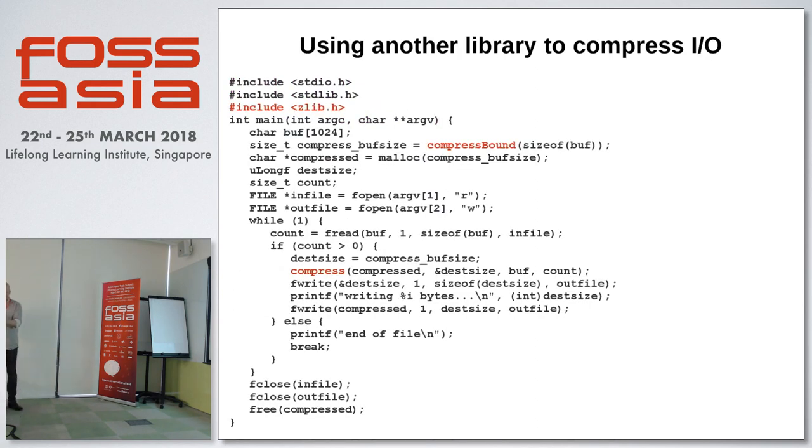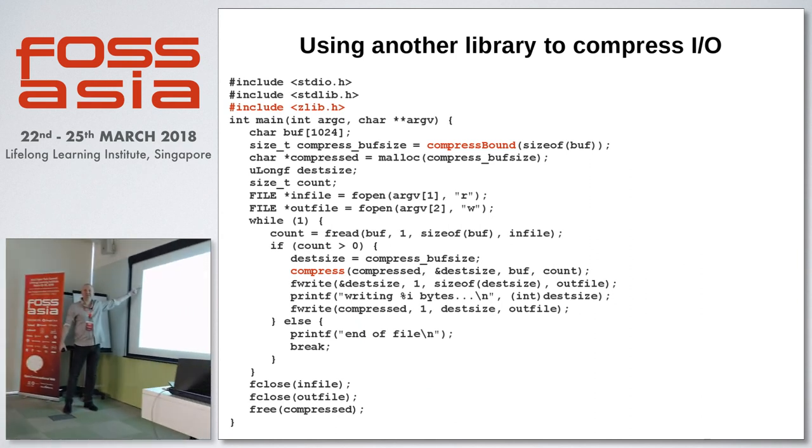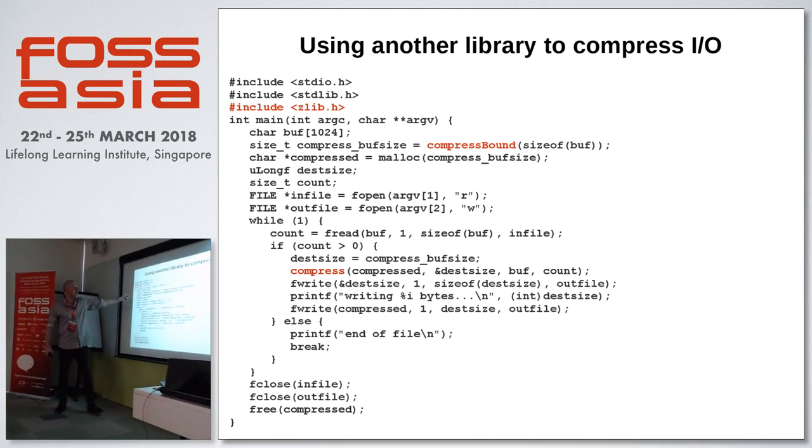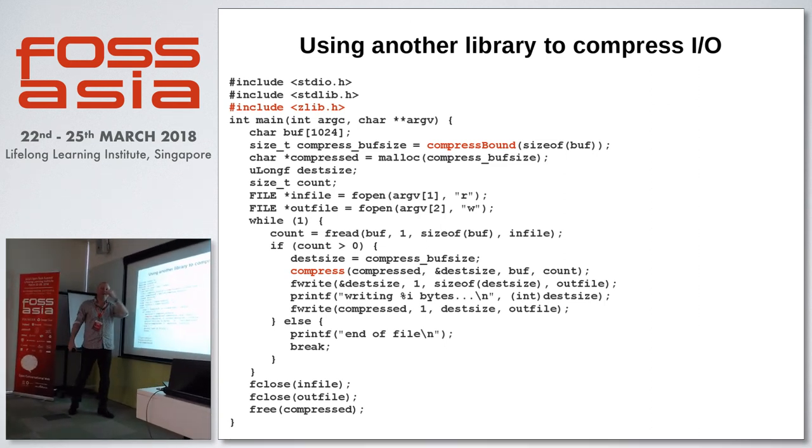Now, this was a more interesting one. This uses a library, zlib. Zlib is a compression library. It compresses and decompresses. So as you can see up here in red, I've included the zlib header. So I've said, please get me functions that are from zlib. And now I'm using these functions that are from zlib.